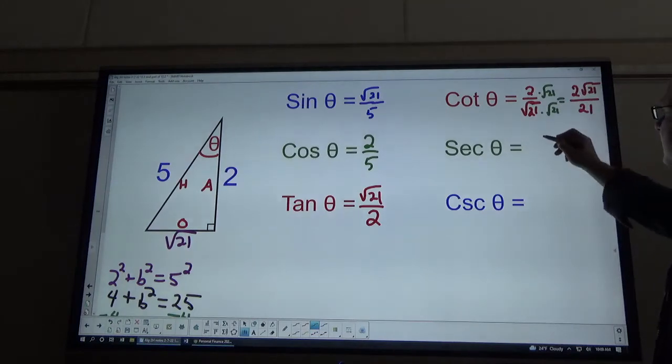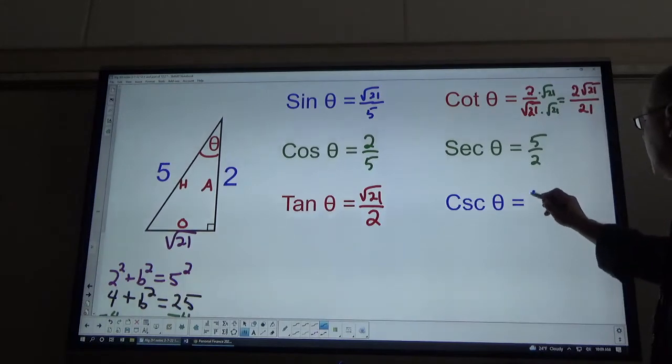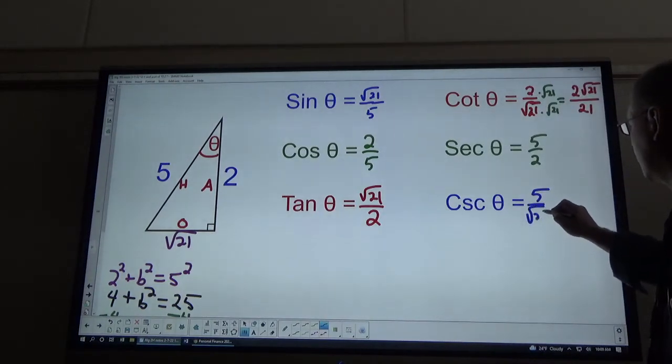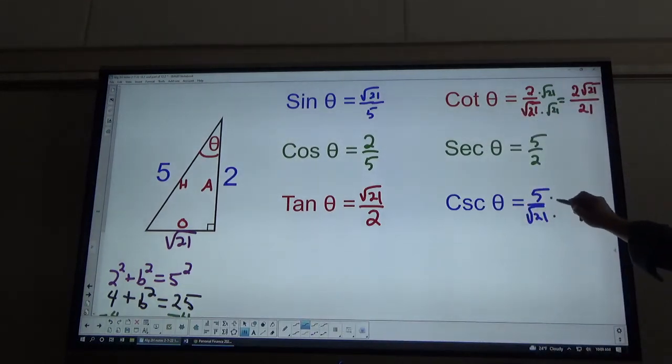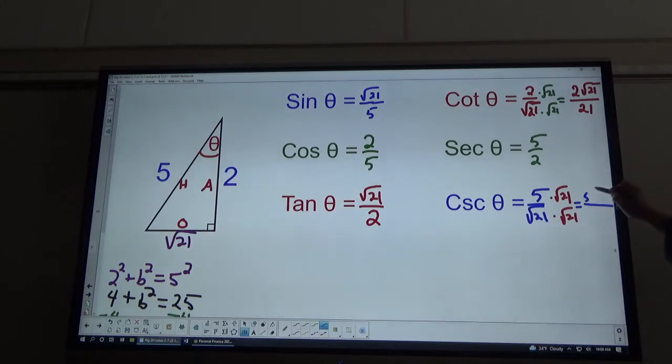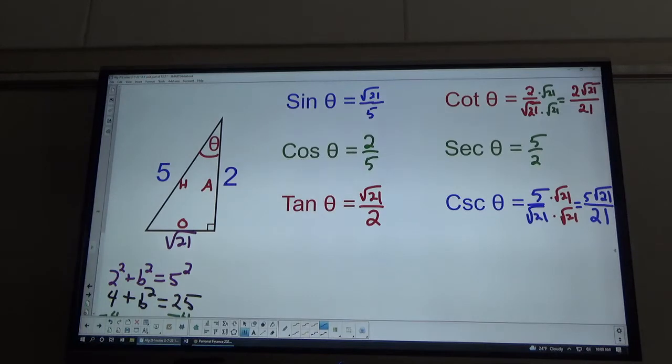In secant, that's just 5 over 2. And cosecant, 5 over square root 21. Well, again, I have an issue. I have to multiply top and bottom by square root of 21 to rationalize that denominator. 5 square root 21 over 21. And there's your final answers. Any questions? Check back and see if you can follow it again.